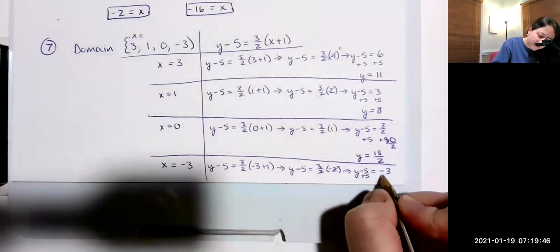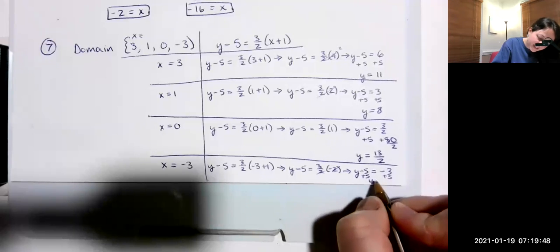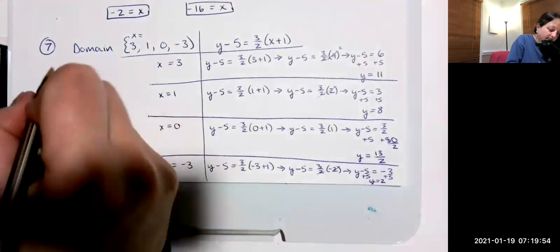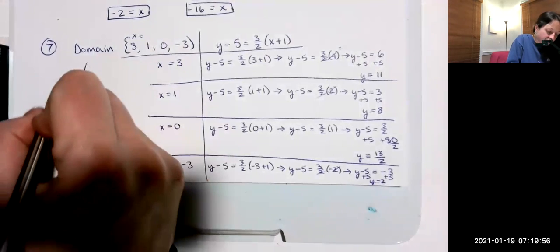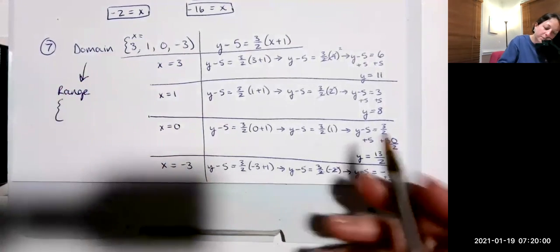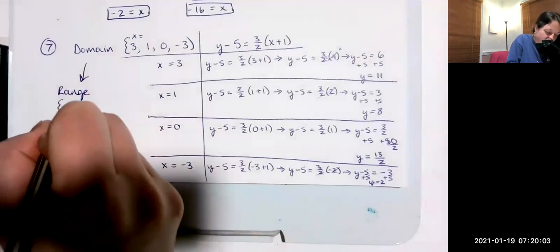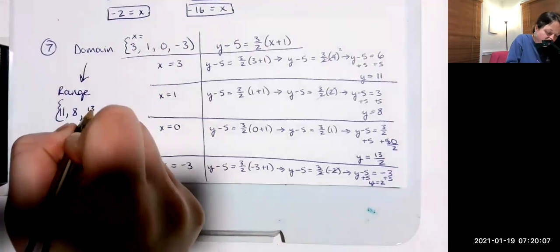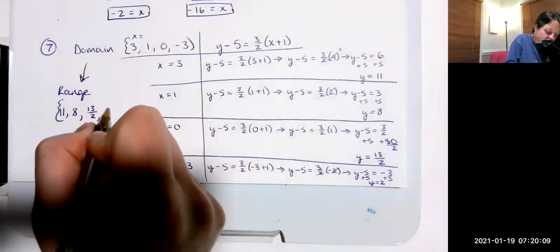And then when I add the 5 to both sides, I get my final answer, if I can fit it, of y equals 2. So my new values, or my range values, will be 11, 8, 13 over 2, and 2.